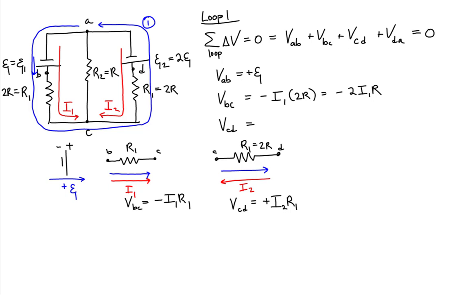And again, this is based on our assumed direction for current. And as long as we stay consistent with these rules, we'll get the right answer for current. At worst, the sign of the current might be a negative sign. And if it's a negative sign, that just means the current is opposite the direction that we assumed, but the magnitude of the current will be the same. So now we can write the potential from C to D is equal to positive I2 R1. And remember, the resistance through resistor 1 is equal to 2R. So we could write this as 2I2R.